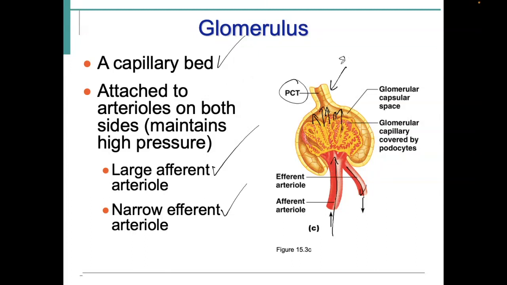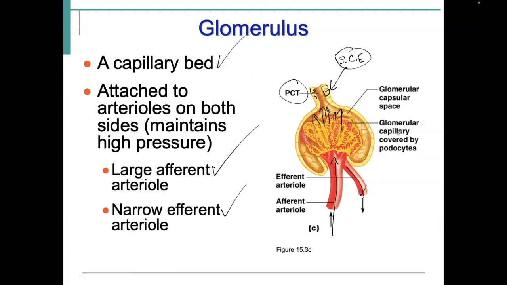And this part has simple cuboidal epithelium. The proximal convoluted tubules and the distal convoluted tubules both have simple cuboidal epithelium. You can see these are cube shaped. Simple cuboidal, one cell layer thick.